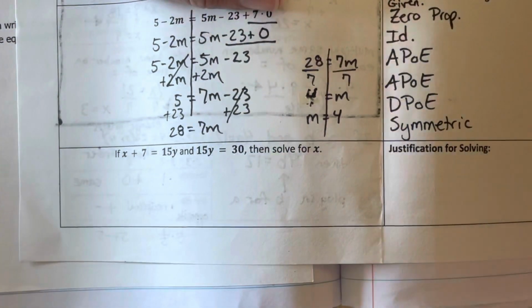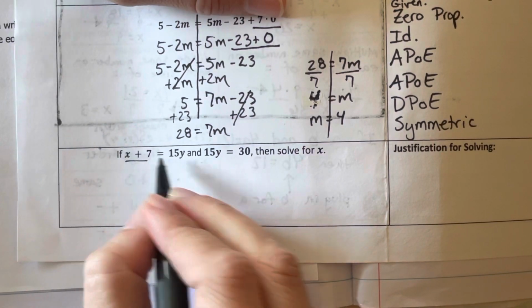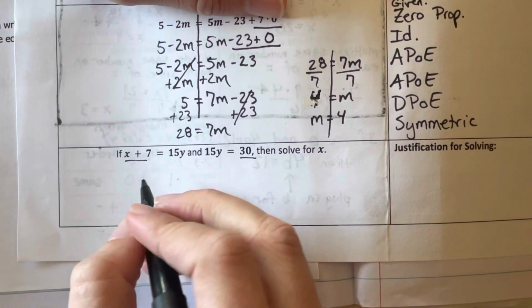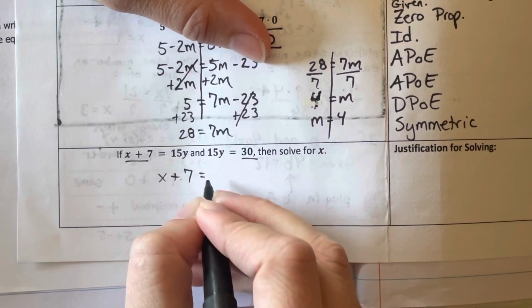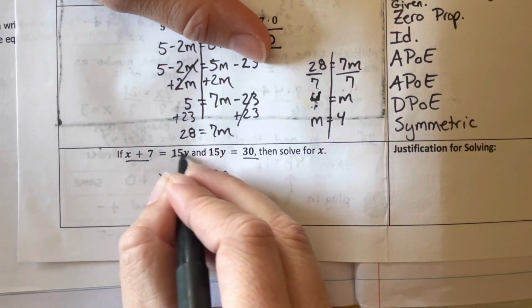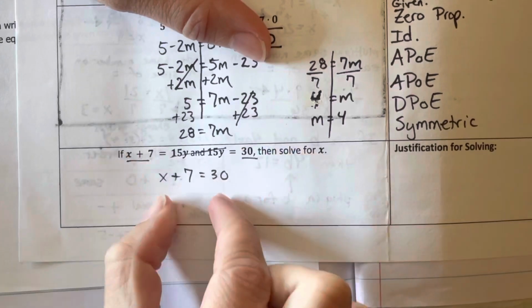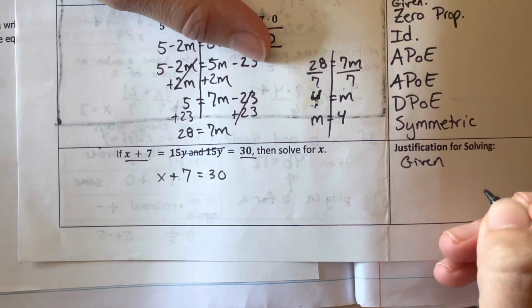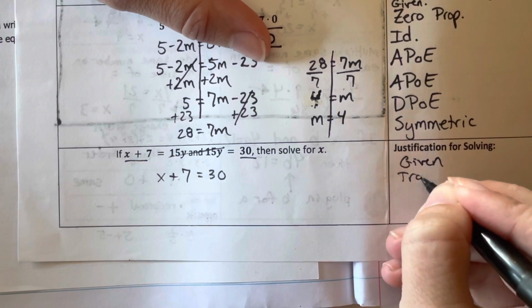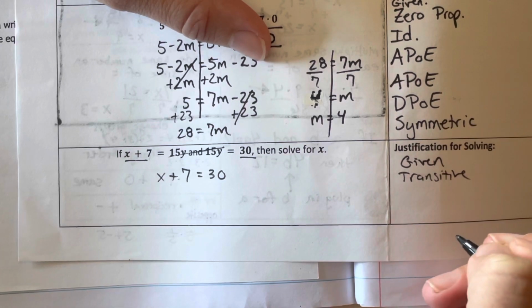So what we're gonna do on this example is that actually if 7 plus x equals 15y, and if 15y equals 30, then what must be true? It must be true that x plus 7 is equal to 30. It's almost like, again, that middle stuff just goes away because they're equal to each other. They're the same. So we can set the outside things equal. And so that, of course, we were given. And then we use the transitive property. Transitive property, you can just write transitive.